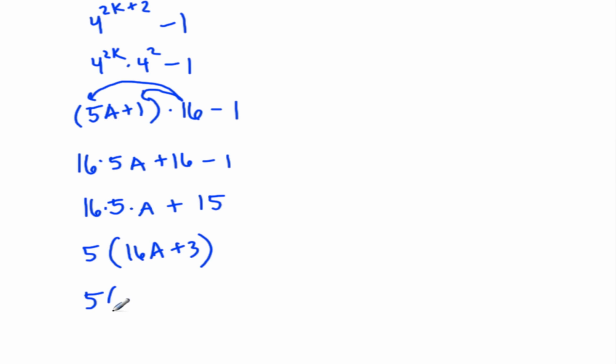And this is 5 times some number. That was our goal, 5 times a number. And that's it. And don't forget your last step, which is to summarize the 3 previous steps.